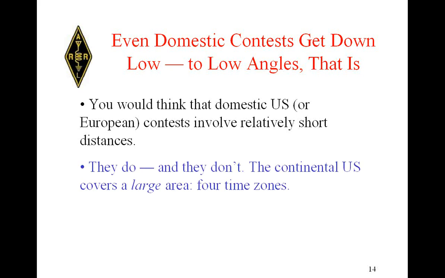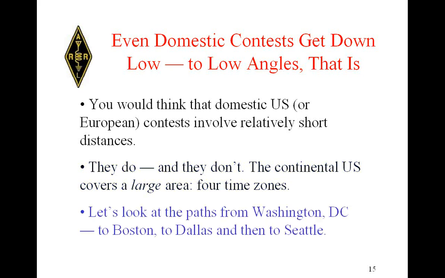One of the reasons is that the continental U.S. covers a large area, 4 time zones in the continental U.S. alone, and if you're in the Sweepstakes contest, you're also trying to cover eastern Canada, the Maritimes, as well as Alaska and Hawaii. So you're potentially talking as many as 7 or 8 time zones in a domestic contest. So the continental U.S. and Europe are fairly large geographical areas.